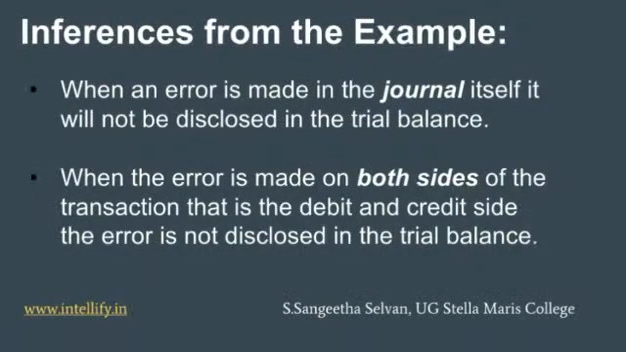So what do we learn from this example? When an error is made in the journal, then the error is not disclosed in the trial balance because from the journal we prepare the ledger and from ledger we prepare the trial balance. So the error is not disclosed in the trial balance. Similarly, we made the mistake of recording the wrong amount on both the sides, that is the credit side and the debit side. In both ledgers, we recorded it as ₹100 instead of ₹1000. So when we make the same error on both the sides, then also the error is not disclosed in the trial balance.